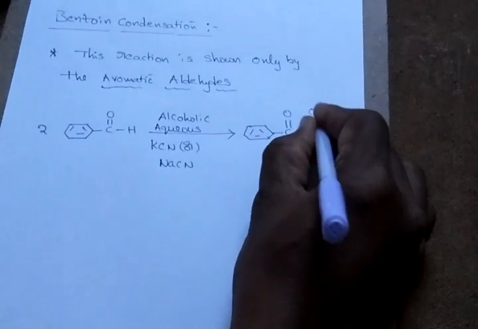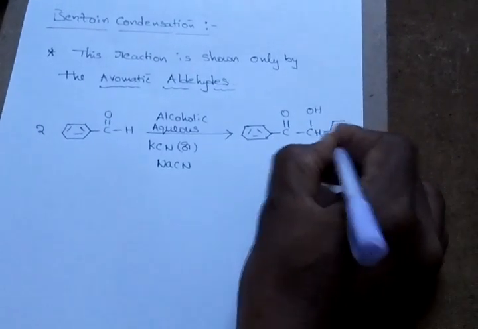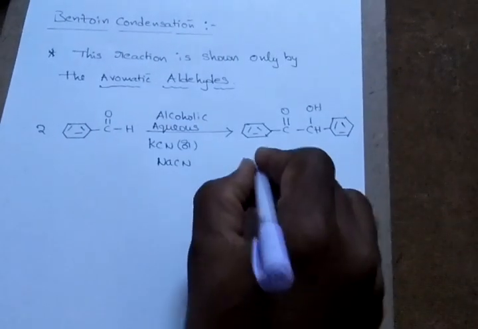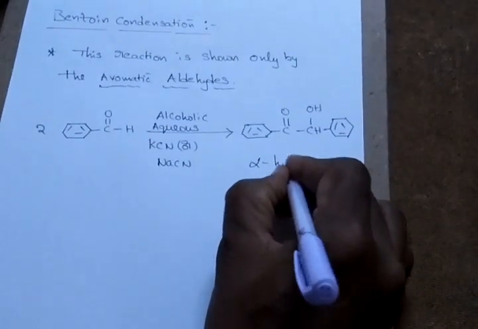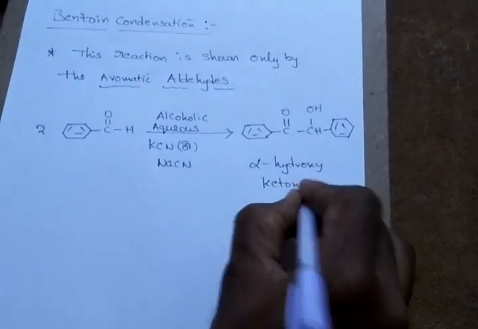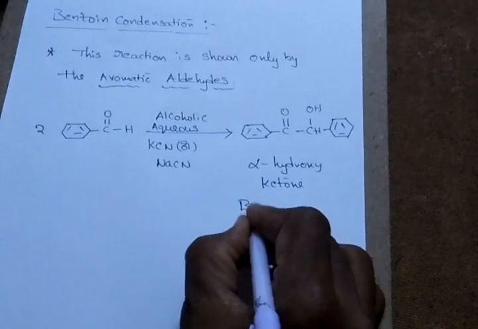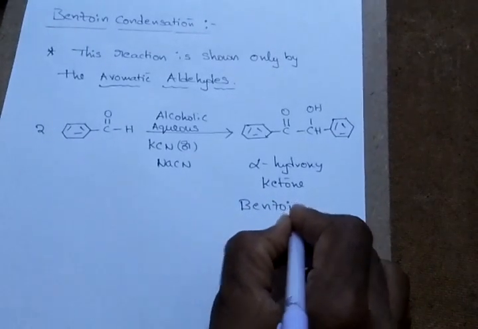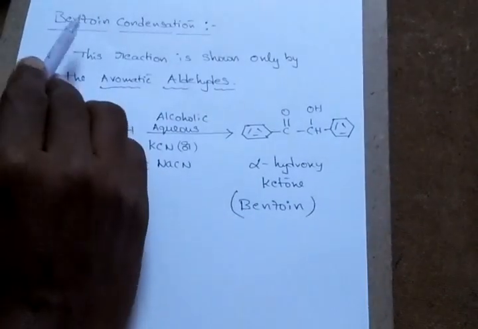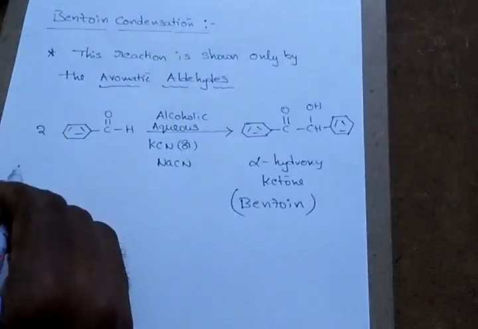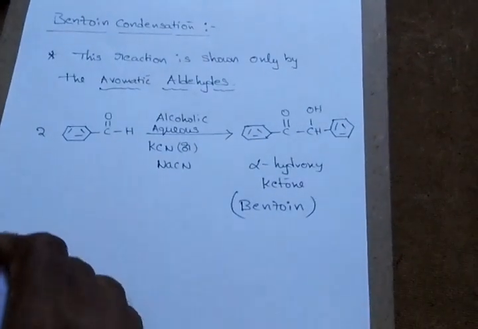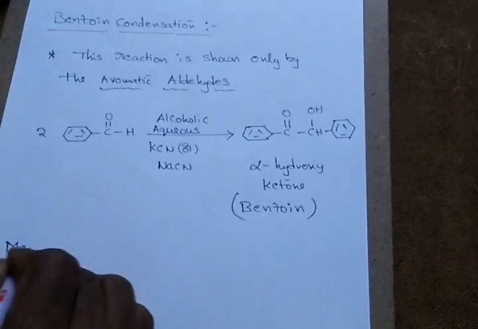Alpha hydroxy ketone is going to be the product formed. This is alpha hydroxy ketone, usually called as the benzoin. This product is called as the benzoin, hence this condensation name is benzoin condensation. Okay, now I'll explain you the mechanism of this particular reaction.